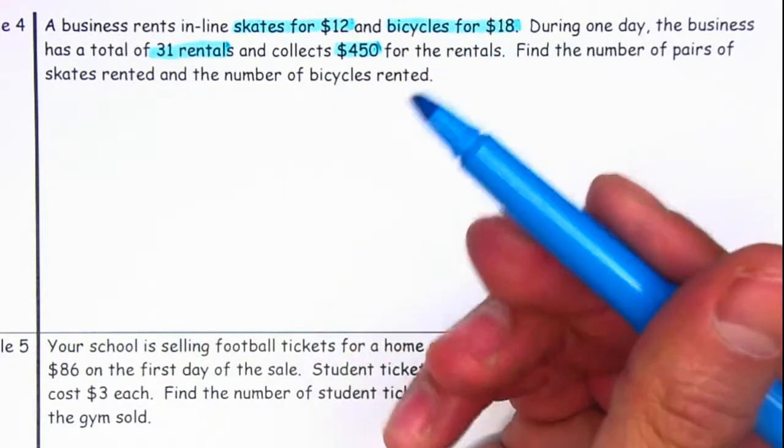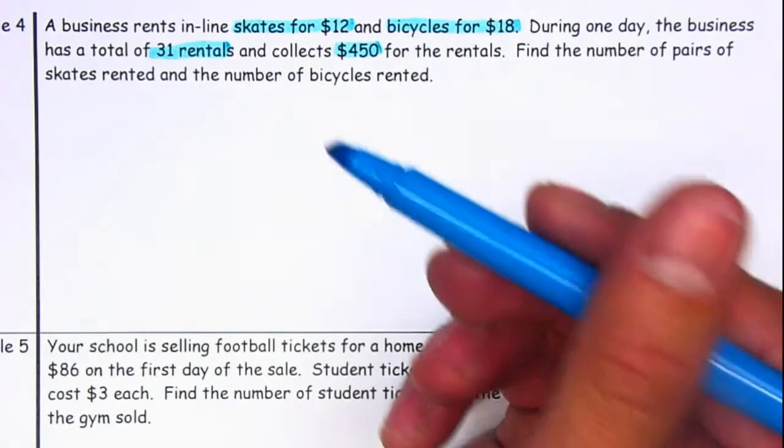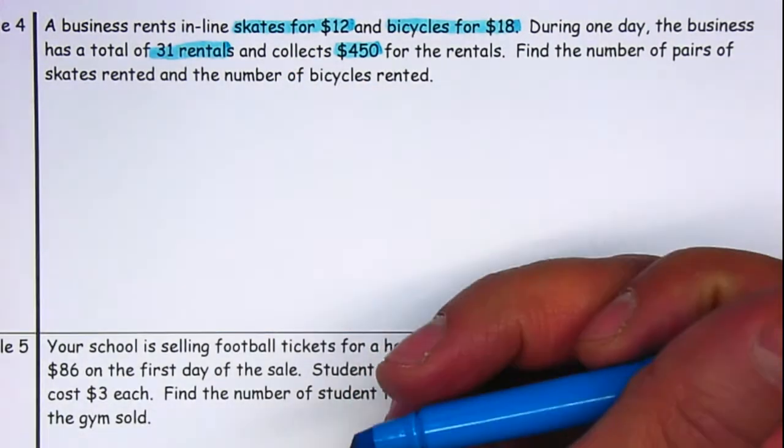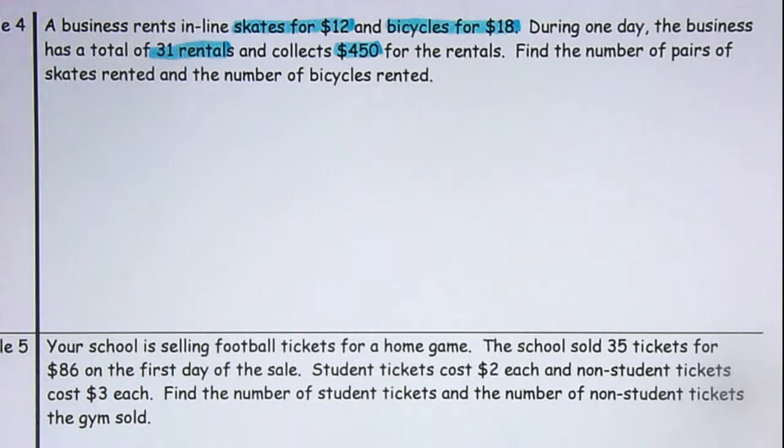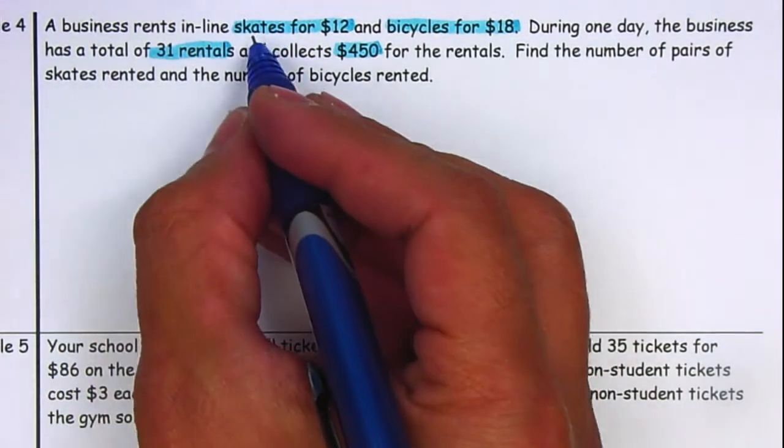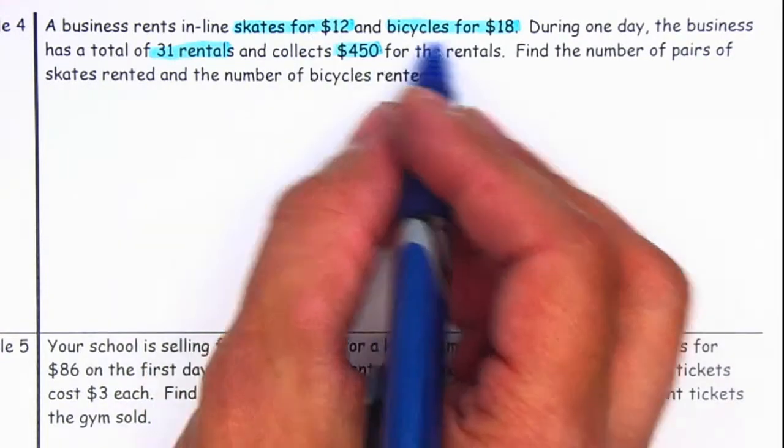So you want to be able to use a highlighter, or you can use your red pen to circle or underline the keywords, the information that's given to you, the numbers. So we're going to be working with two items, skates for 12 and bicycles for 18.